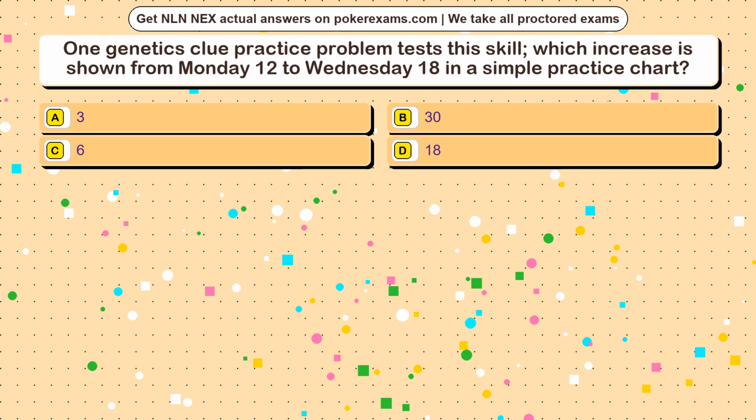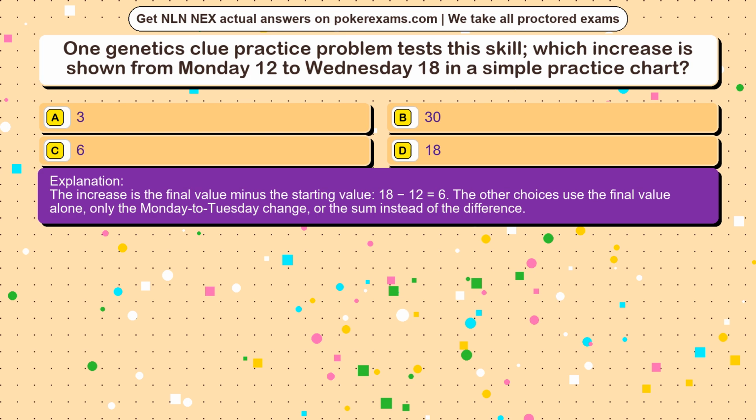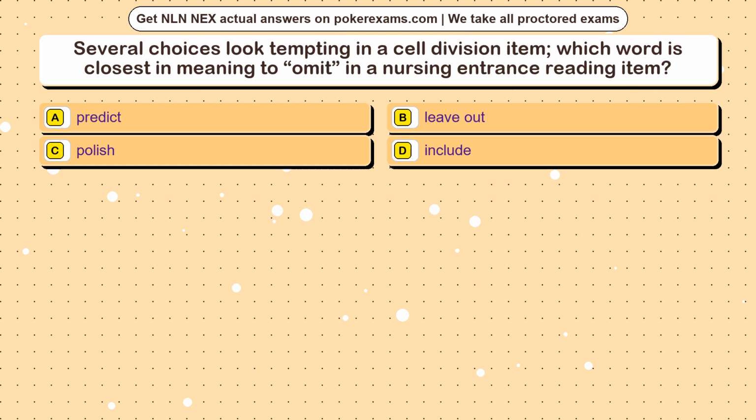The correct answer is option. The increase is the final value minus the starting value, 18 minus 12 equals 6. The other choices use the final value alone, only the Monday to Tuesday change, or the sum instead of the difference. Question 12. Several choices look tempting in a cell division item.